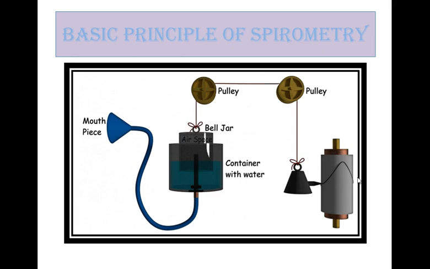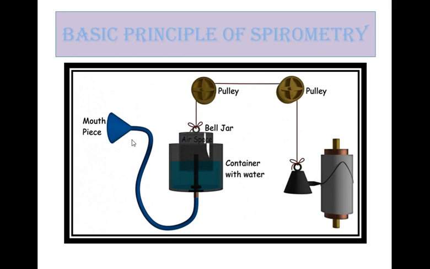Here we have a rotating drum, and covering the rotating drum is a piece of paper. So if we attach a pen at this tip, for every movement of this weight up and down, there will be a graph drawn on this paper, and this graph is valuable for finding out the different volumes.